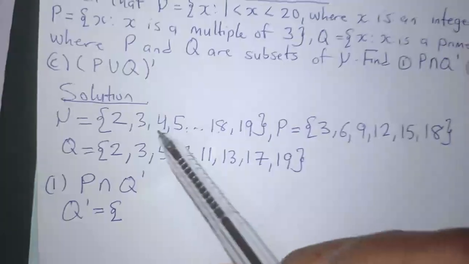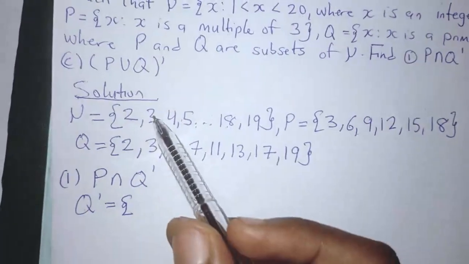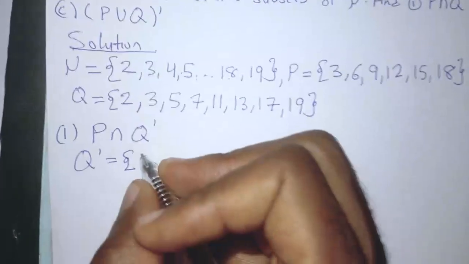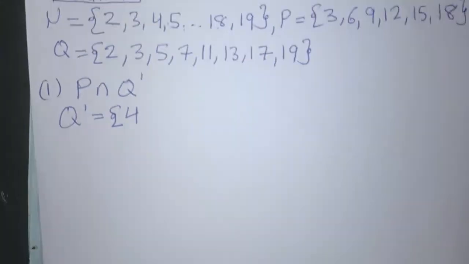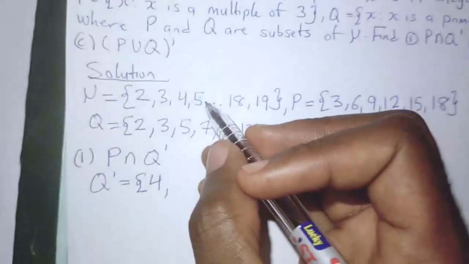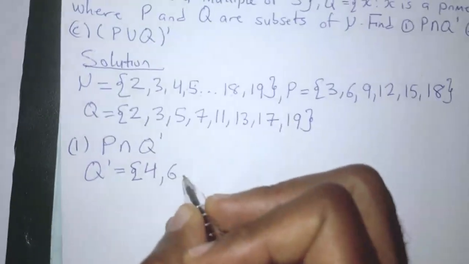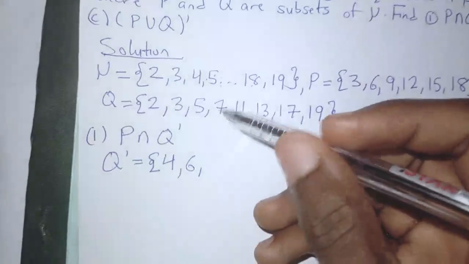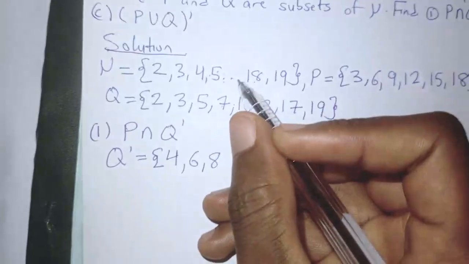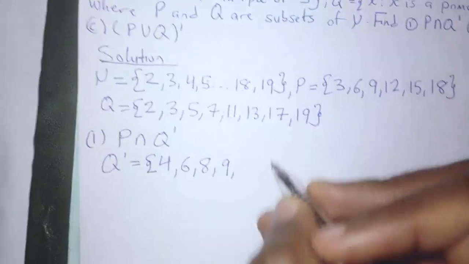So the elements that are in the universal set but not inside Q: 2 is here, 2 is here, so it is not part. 3 is here, 3 is here. 4 is in the universal set, but Q does not have 4. So the first element you are going to have for Q prime is 4. They both have 5, but the universal set has 6, and Q does not have 6, so include 6. 7 is present in both. 8 is not here, so you include 8. Remember, 8 is going to be in the universal set. 9 is not here, you include 9. 10 is not in Q, you include 10.